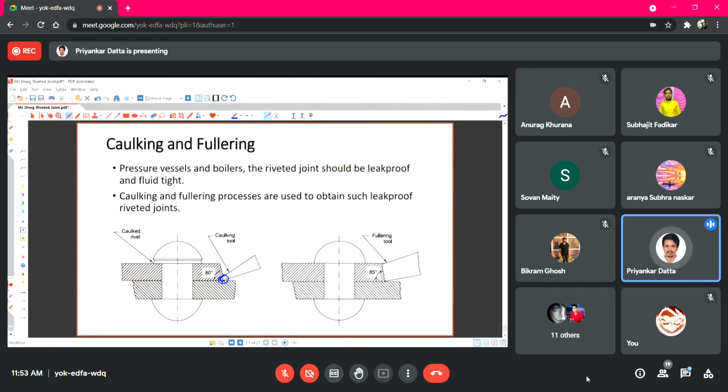In the case of fullering, the fullering tool's width is higher. The caulking tool is like a chisel, with very small thickness. For the fullering tool, the thickness of the tool is approximately equal to the thickness of the plates that are joined. So this is the only difference, but the main purpose is similar. The fullering tool also puts some force in such a way that some localized plastic deformation occurs, and accordingly this part is fused together so that it becomes leak proof. Right. So that is all about this rivets discussion.